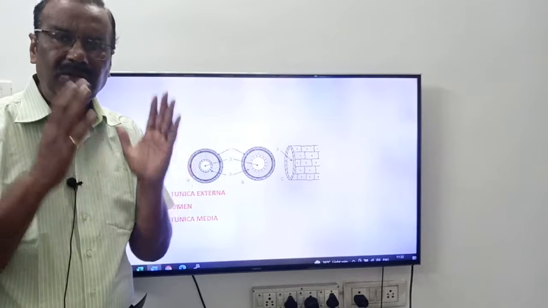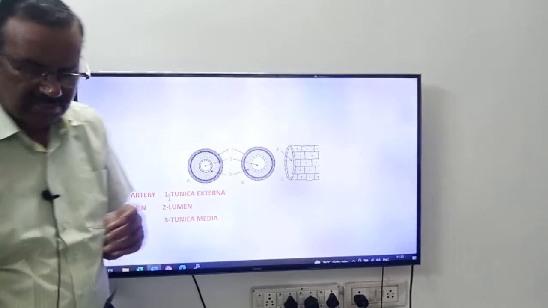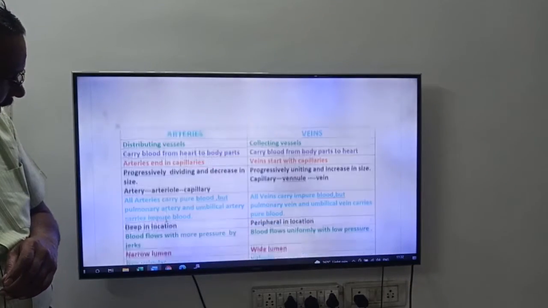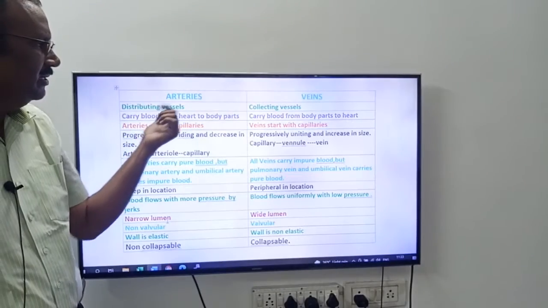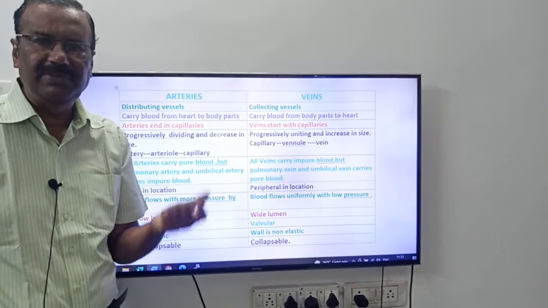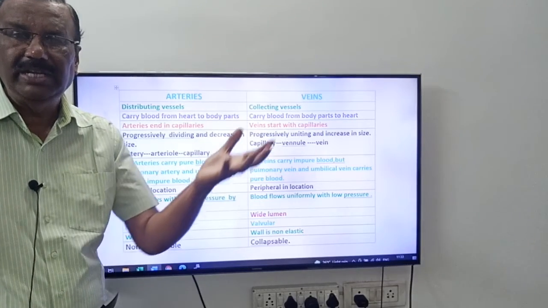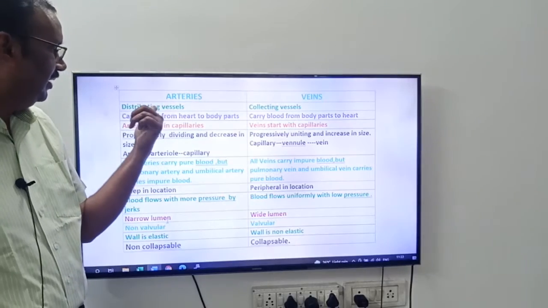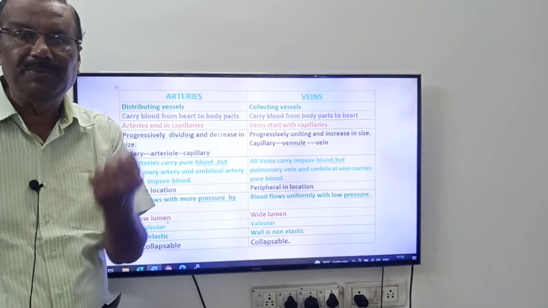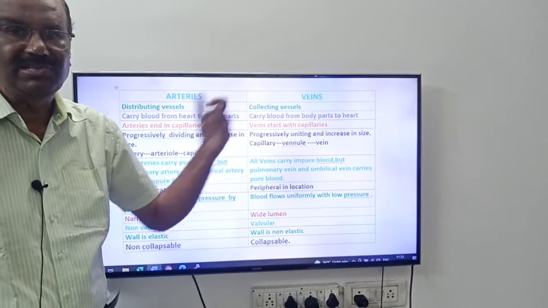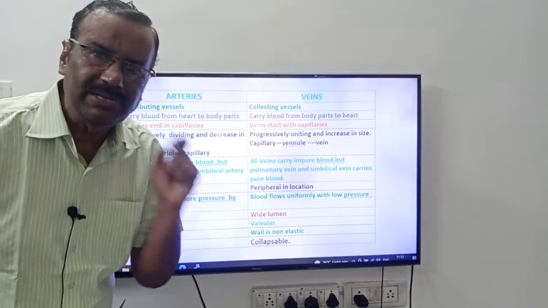Now come to our actual question. What is the difference between arteries and veins? Here you have to please concentrate. Arteries are distributing vessels. Veins are collecting vessels. What are arteries? Arteries are distributing blood from heart to various body parts, so we call them distributing vessels. Whereas veins are collecting blood from body parts, so we call them collecting vessels.